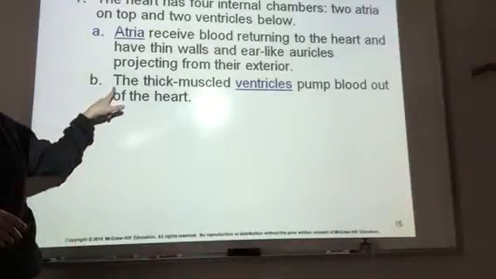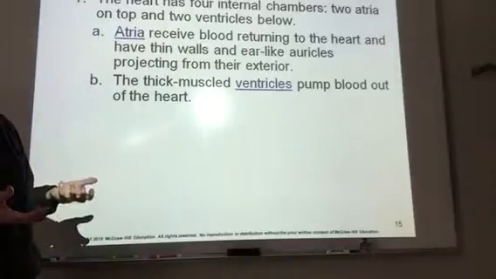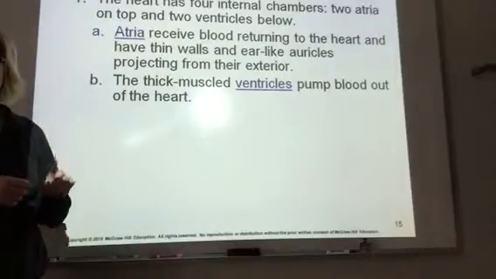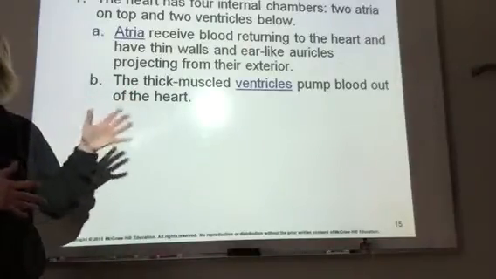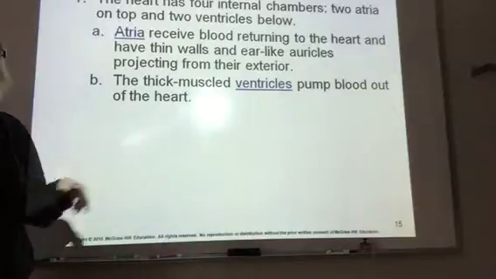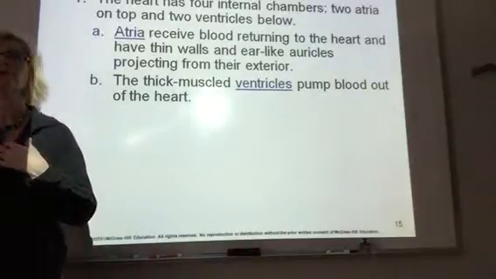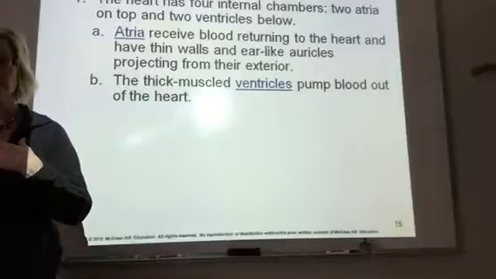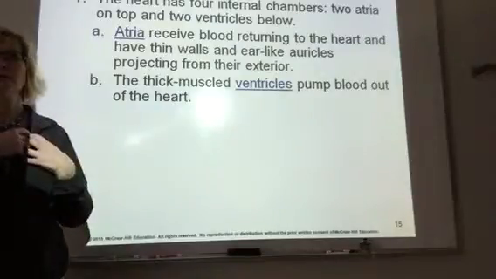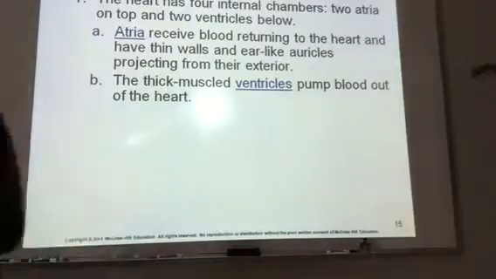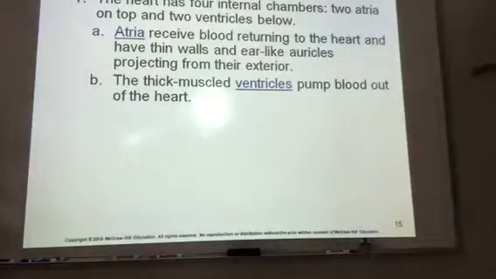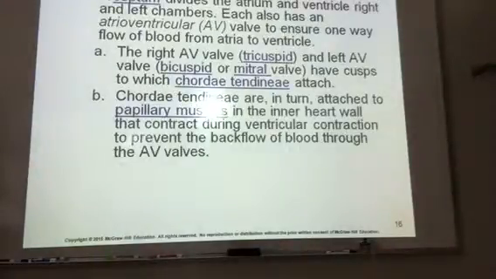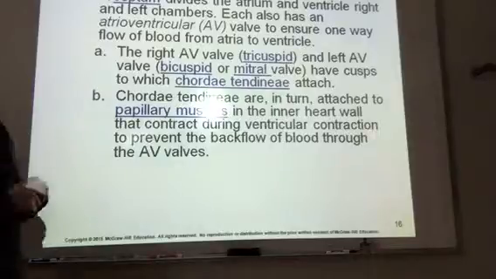The thick muscled ventricles then are on the bottom, and they are the parts that force blood out. So right ventricle is going to force blood out to the lungs. Left ventricle is going to force blood out to my entire body. Septum divides the atrium and ventricle, so it divides the chambers.